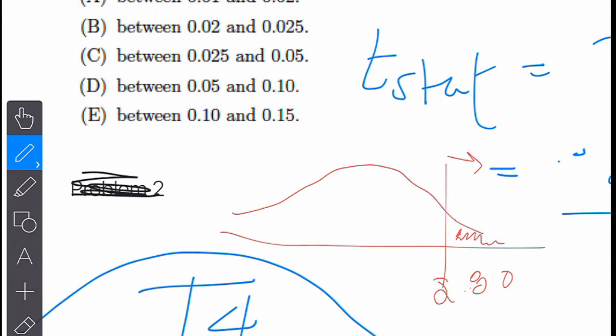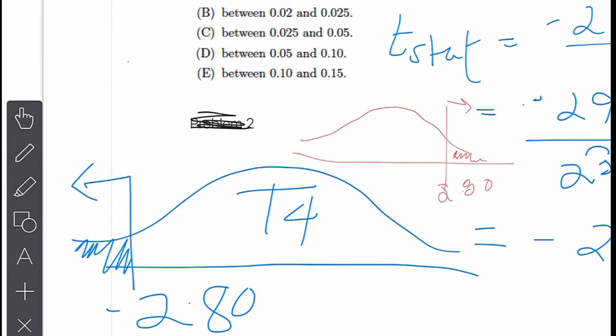Now, if you use Excel, you get the precise value. If you use the tables, you're going to get between 2 and 2.5%. That's how you find the answer. When you look this up on the table, this is going to be between 2% and 2.5%. All right.